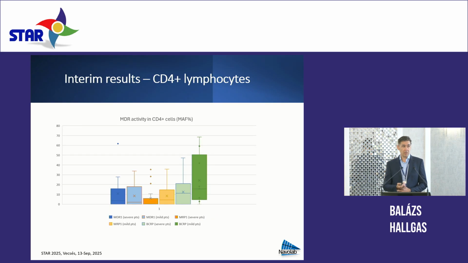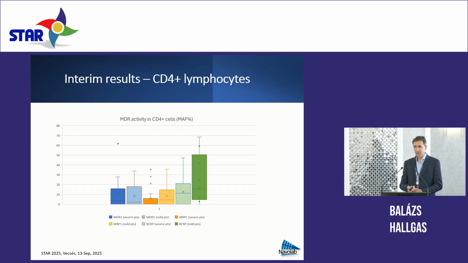A few words about the interim results. What you see here is that already on this very limited data pool, there are some trending differences, but at this moment there are no significant differences between the patients. The blue bars are the MDR activities in the severe and also in the mild patient groups. The orange ones are the MRP1 activities, and the green is the BCRP activities.